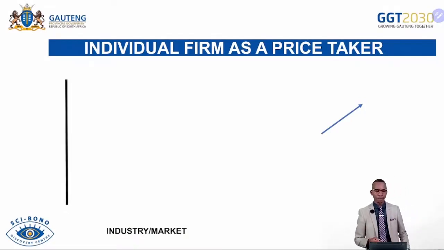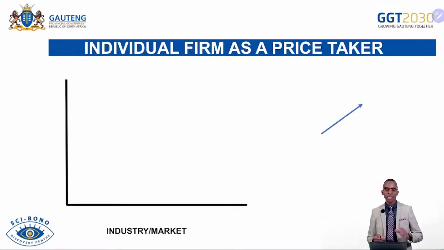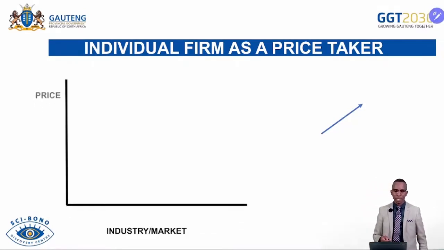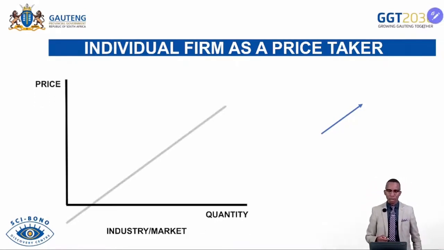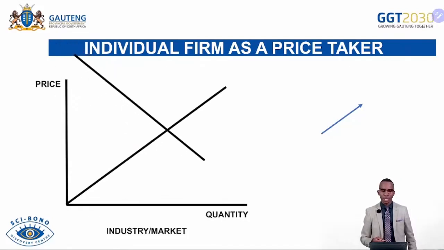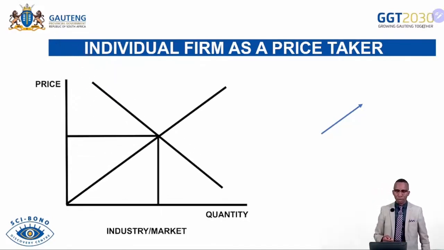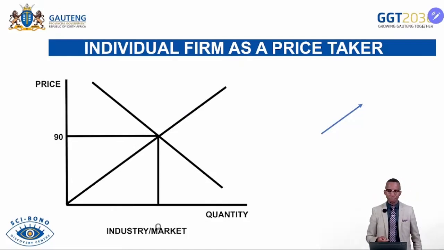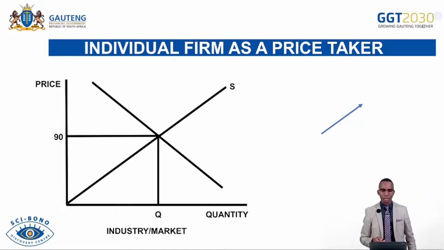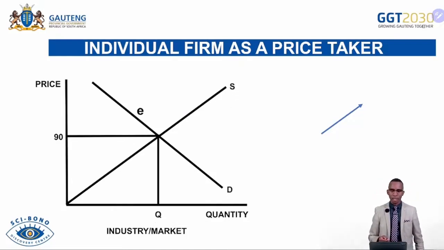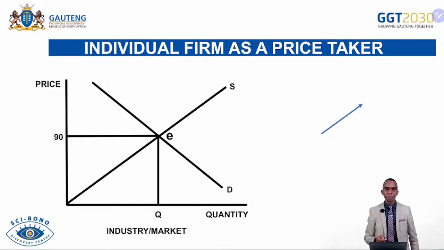Then the industry comes first. The same graph that we illustrated on the previous slide comes back. Our supply is upward sloping and then demand is downward sloping. Then we connect our equilibrium and the quantity. That is the supply, that is the demand, and then that is our equilibrium. Having the price being 90 rand, let's see what will happen if we talk straight to the individual firm now.